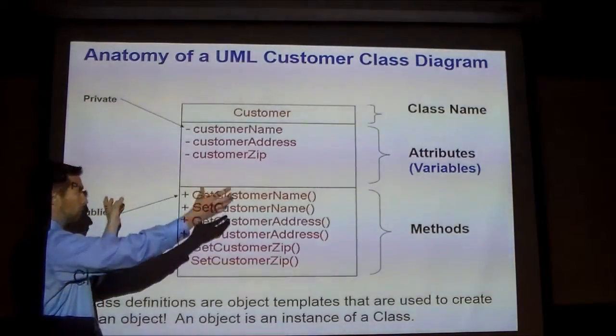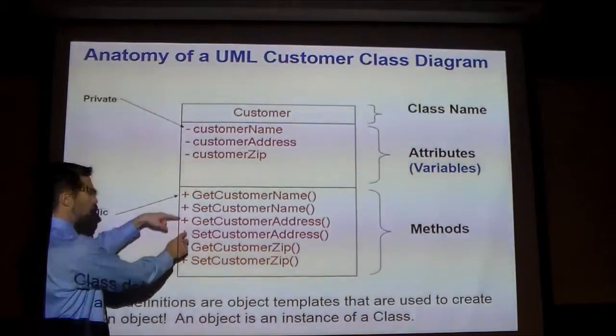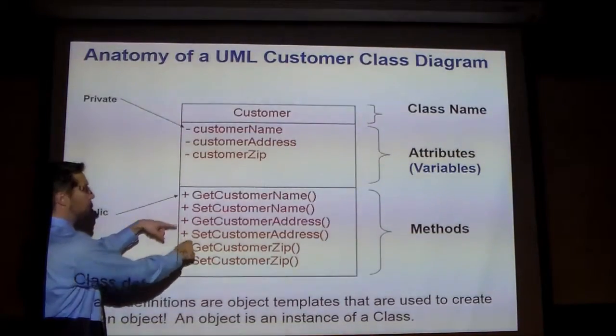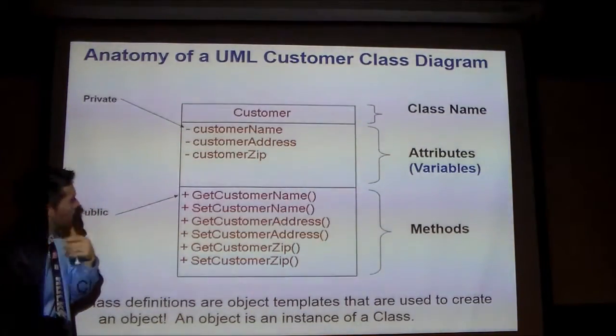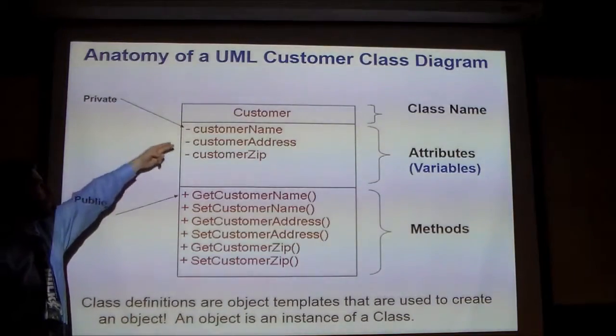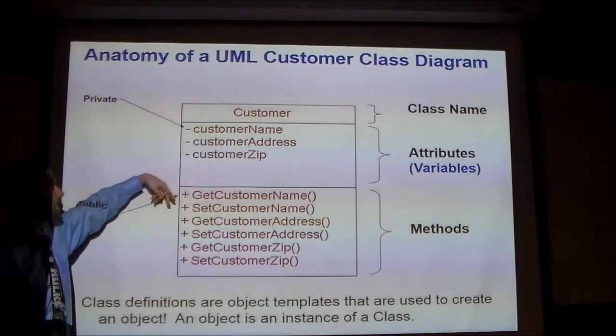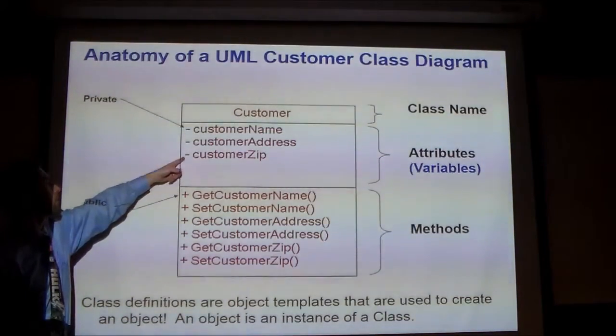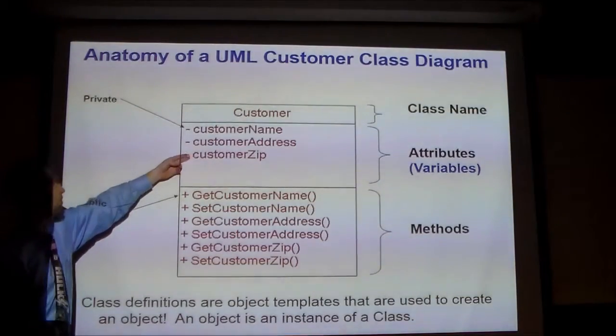meaning that other classes within the system cannot access one another through these things. There's just some best practices that say, generally speaking, you don't want to let anything ever talk directly to these private variables.